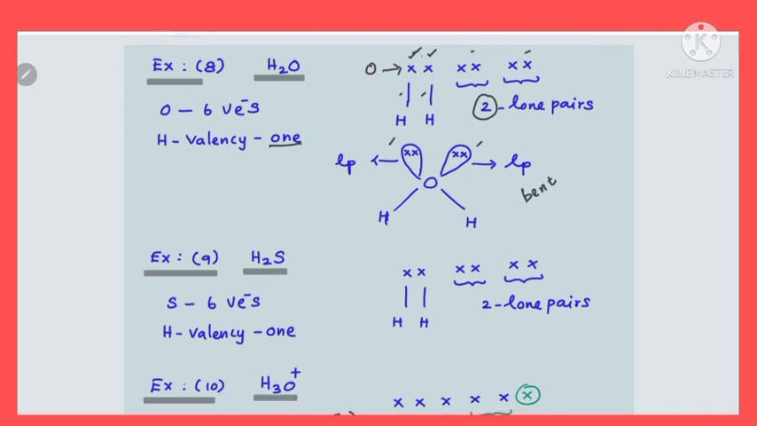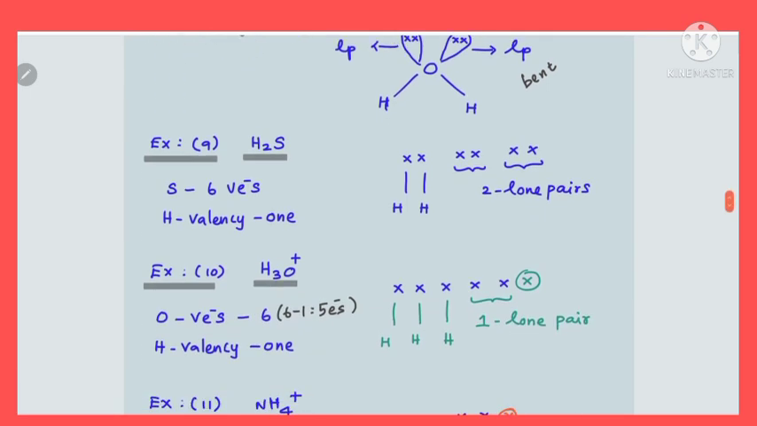Right. Then the next one, hydrogen sulfide. Here the central atom is sulfur, which belongs to the oxygen group. Like oxygen, this also has 6 valence electrons. Hydrogen valency is 1. This is the valence configuration of the sulfur atom, 6 electrons, 2, 4, 6, isn't it? There are 2 hydrogens with sulfur, and each hydrogen makes a single bond. In the sense, sulfur is using only 2 electrons for bonding. The remaining 4 electrons form 2 lone pairs.